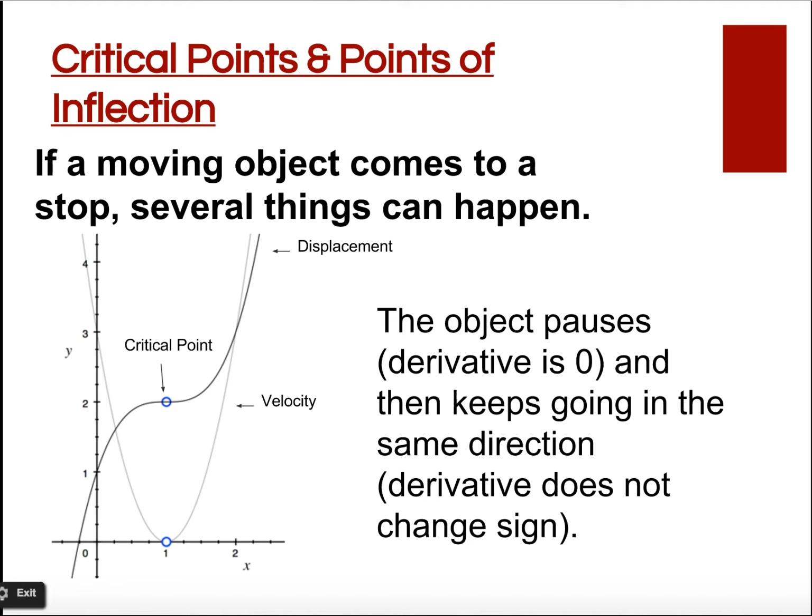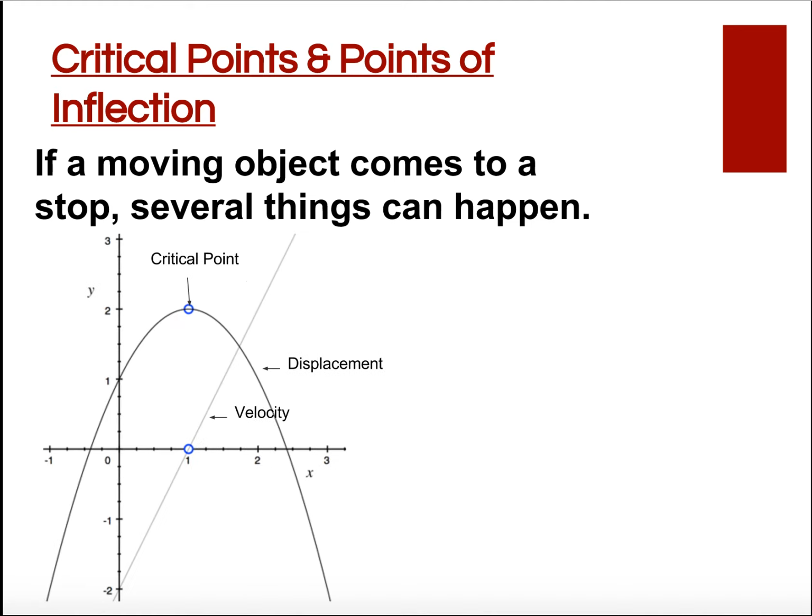You have a derivative of 0, but then it keeps moving in the same direction and the derivative does not change sign. So in this graph, my velocity is positive, then it's 0, and then it's positive again. So this critical point ends up being a point of inflection. So the object paused, stopped, and then just kept going in the same direction. It did not turn around.